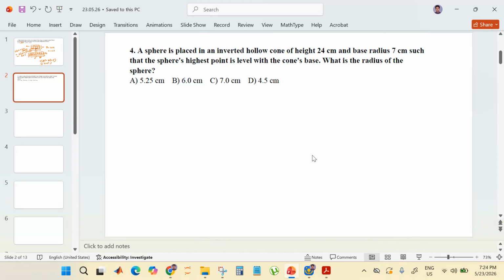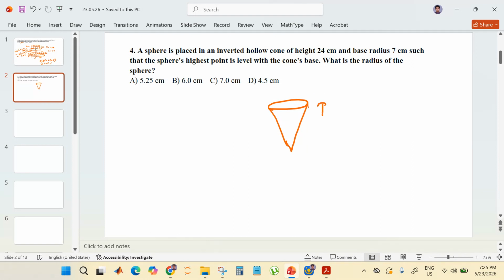A sphere is placed in an inverted hollow cone of height 24 centimeter and base radius 7 centimeter, such that the sphere's highest point is level with the cone's base. What is the radius of the sphere? A sphere is placed in an inverted hollow cone. Inverted hollow cone means it is a cone which is inverted, and it is hollow, of height 24.